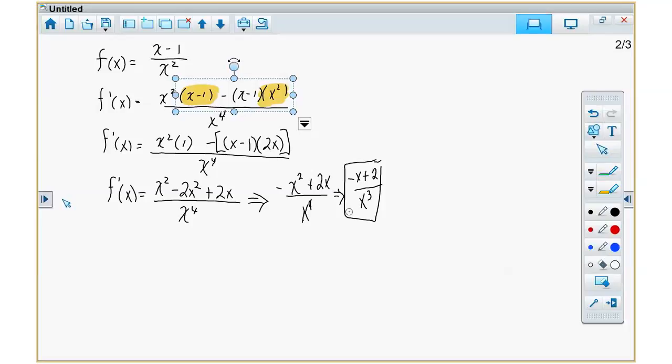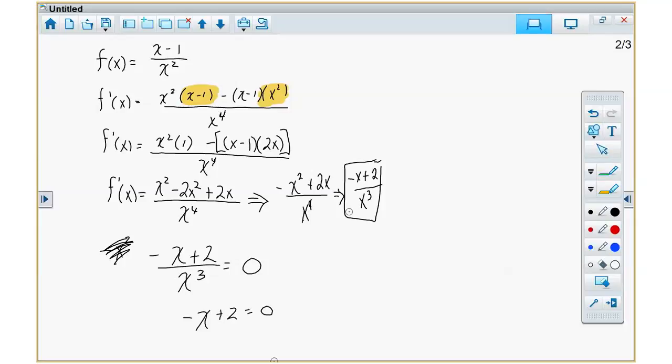Oh, yes. All right, so now we can check our increasing and decreasing values by setting that equal to 0, correct? And when we do that, we get negative x plus 2 over x to the third is equal to 0. Negative x plus 2 is equal to 0. And x is equal to what? Positive 2? Y'all check my signs.